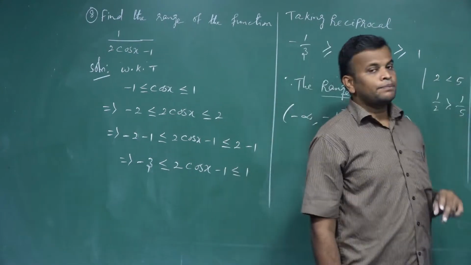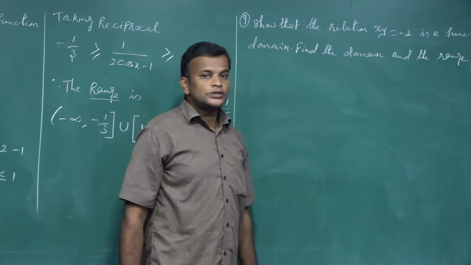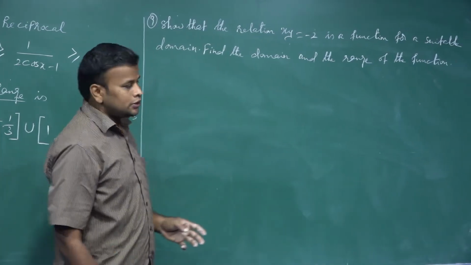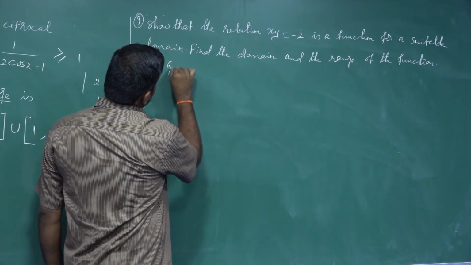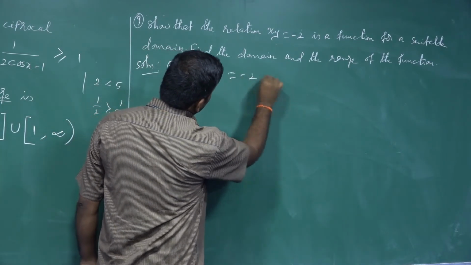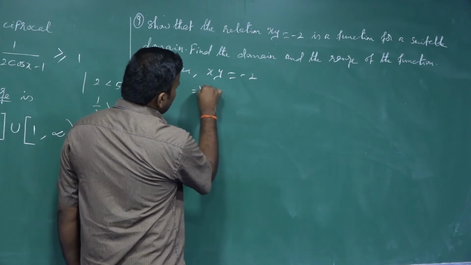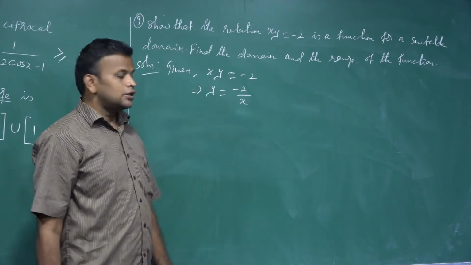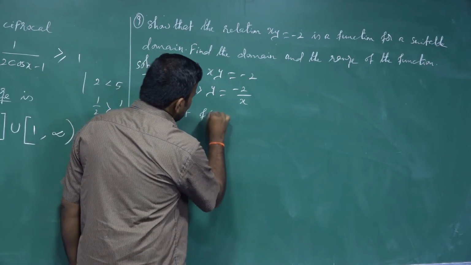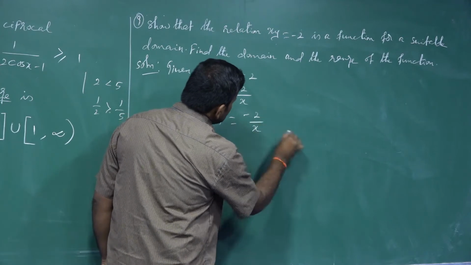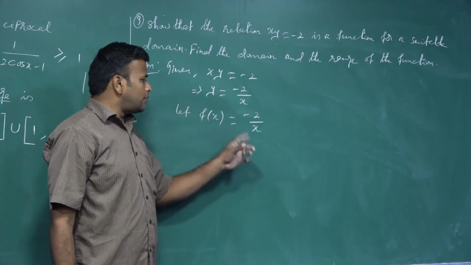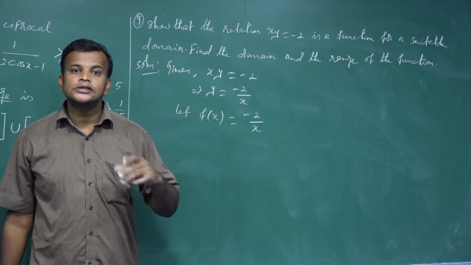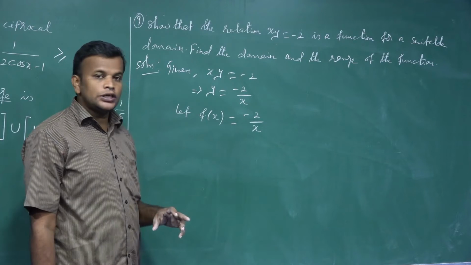Now we move to the next one, question 9. Show that the relation xy is equal to minus 2 is a function for a suitable domain. Now we create a domain, then find the domain and range of the function. Given xy is equal to minus 2, now I say y is equal to minus 2 by x. The multiplication x becomes a division. I say f of x is minus 2 by x. For which values of x is the given function possible? All values of x, except x is 0. If we replace x with 0, minus 2 by 0 is not defined.